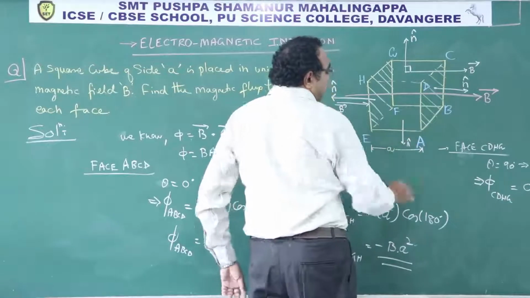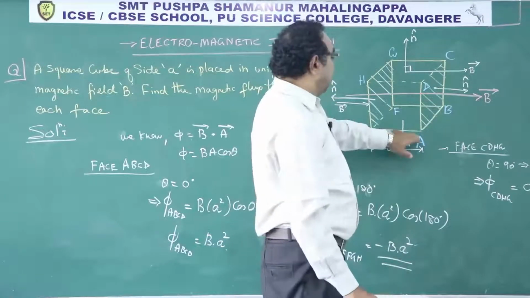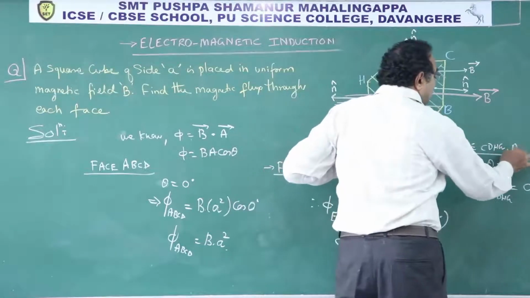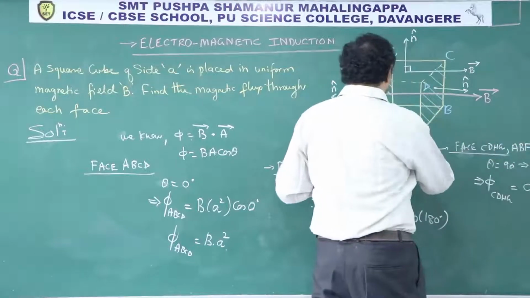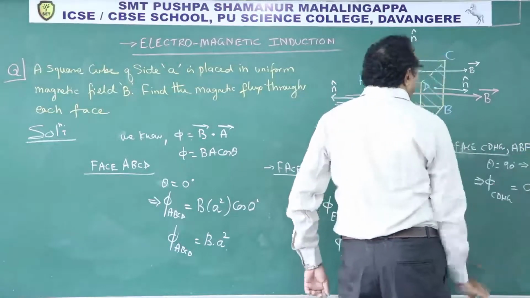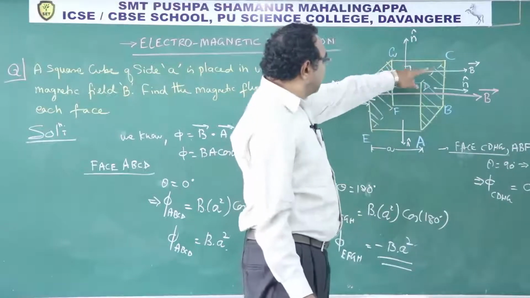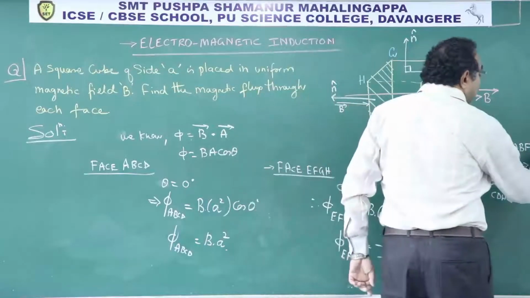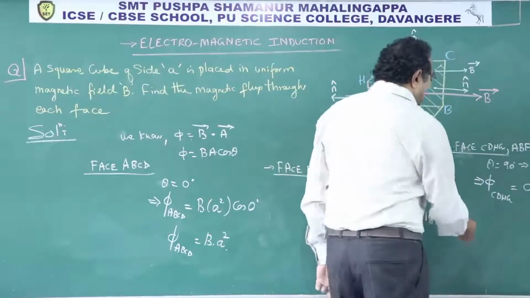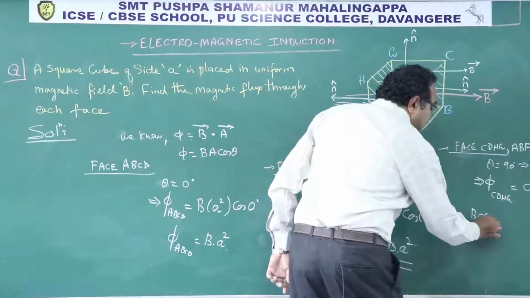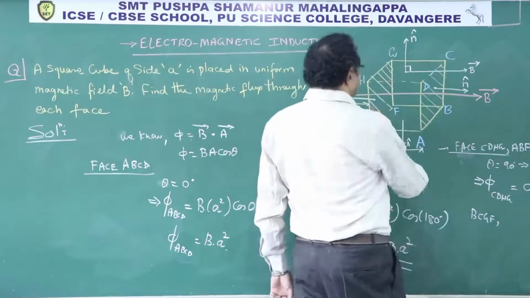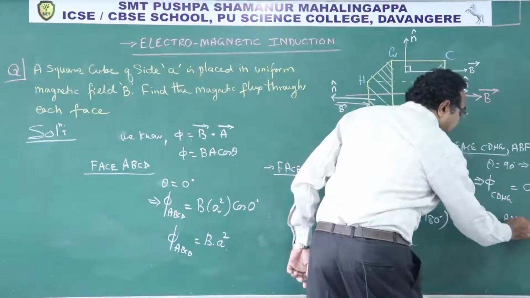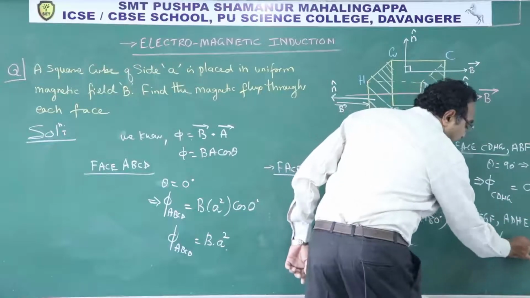Same thing you can say about this face also. Here the normal is this way. So the flux for face ABFE is also 0. ABFE, this is also 0. Same thing happens with BCGF, and face ADHE. There also the flux linkage is 0.